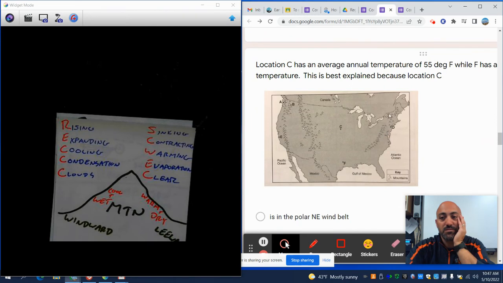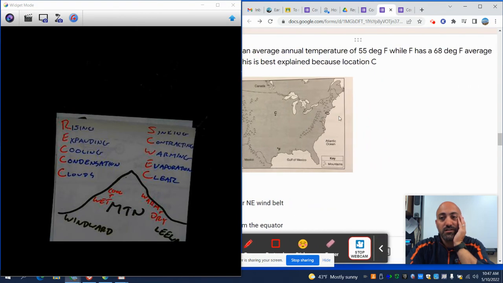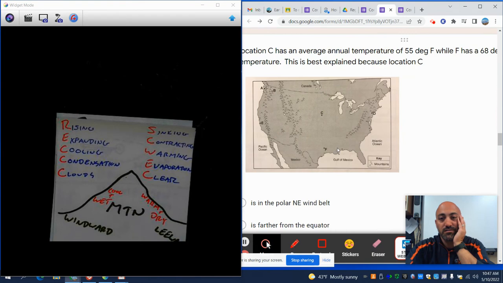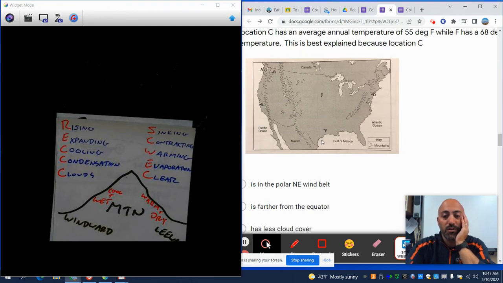So same concept here. If C has an annual temperature of 55 degrees and F has 68 degrees, where is C? So the further north you go, it's going to get colder, and the further south you go, it's going to get warmer.